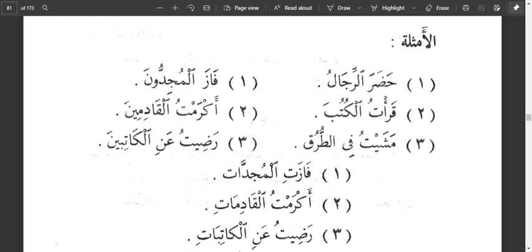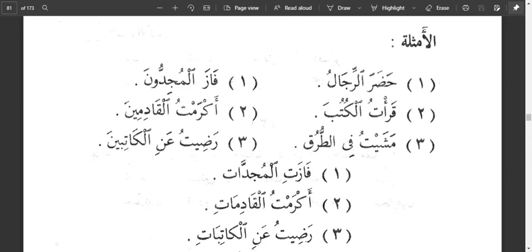Then we have Jamu Mudhakkar Salim. These ones are the ones where we add waw and nun, or ya and nun, to the end of the singular word.